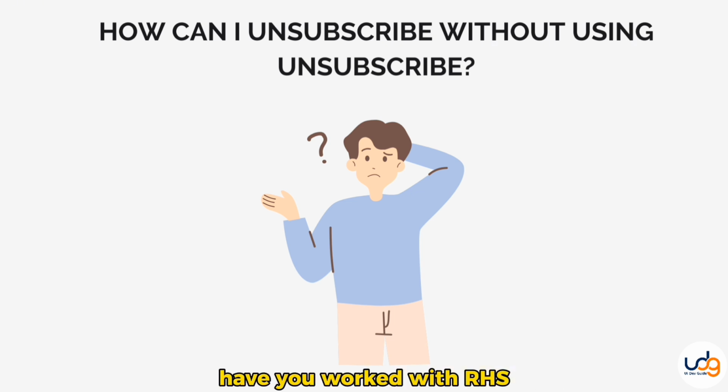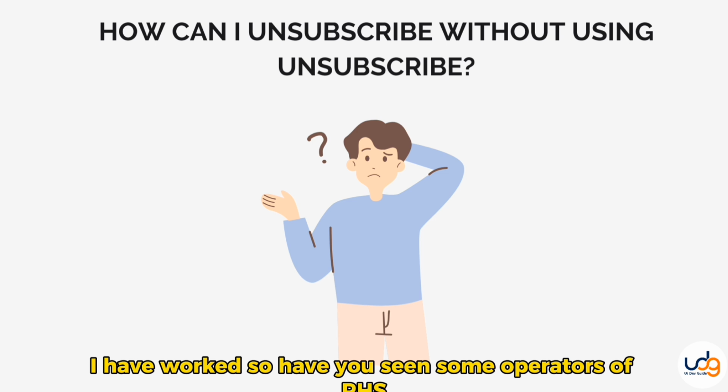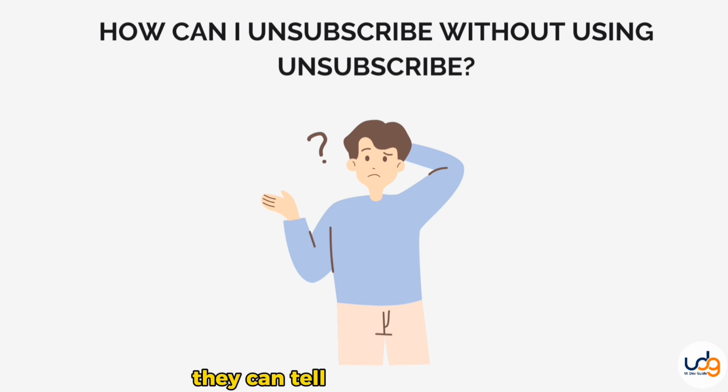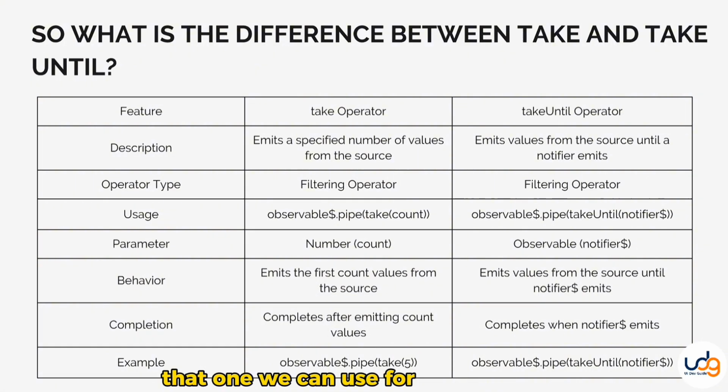Have you worked with RxJS? I have worked with it. Have you seen some operators of RxJS? Take, takeUntil. What is the use of takeUntil? That one we can use for unsubscribe. Yeah. So what is the difference between take and takeUntil? Take means it's like a subscriber only, and in takeUntil we can add some condition there. It will take until that condition, then it will get unsubscribed.